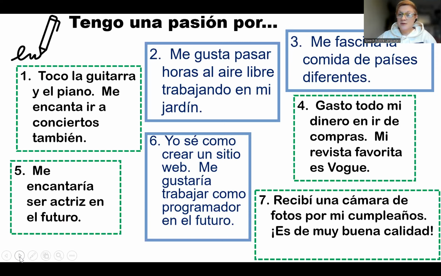So let's move on to number two then. We had our answer for number one. Me gusta pasar horas al aire libre trabajando en mi jardín. Tengo una pasión por la jardinería.